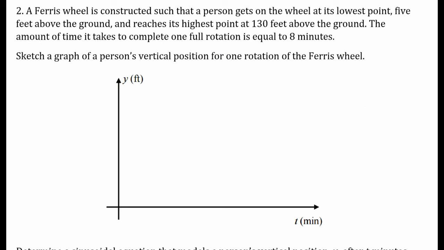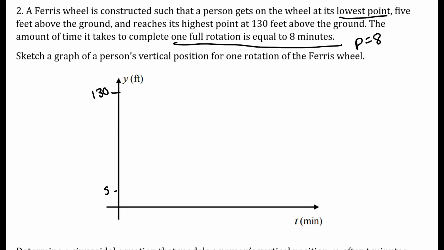p-value. Number 2, a Ferris wheel is constructed such that a person gets on the wheel at its lowest point, so we get on at the minimum, 5 feet above the ground. So the lowest my Ferris wheel goes is 5, and reaches its highest point at 130 feet above the ground. This is a big Ferris wheel. The amount of time it takes to complete one full rotation is 8 minutes. One full cycle, one full rotation is screaming that the period equals 8 minutes.